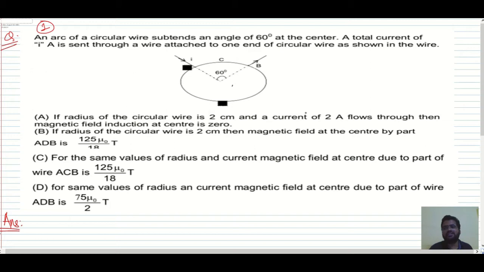So let's start with the magnetic effect of electric current problems, and in this we have the first problem. An arc of circular wire subtends an angle 60° at the center. A total current of I ampere is sent through a wire attached to one end of a circular wire as shown in the figure. If the radius of the circular wire is 2 centimeter and a current of 2 ampere flows through, we want the magnetic field induction at the center.